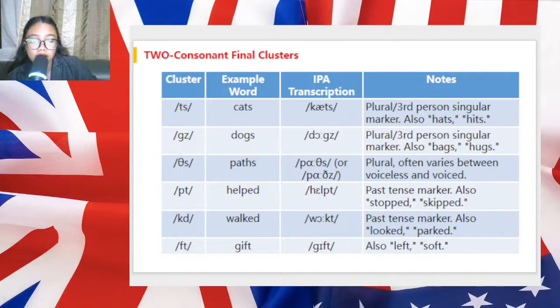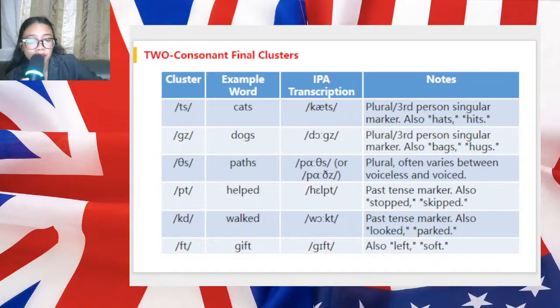So try to say all these words. We have cuts, again, cuts. Next, hats, hats. And lastly, hits, hits. Okay. Next is the GZ cluster, as in dogs. This is the voiced counterpart to TS. So this cluster also functions as a plural marker or third person singular verb ending.